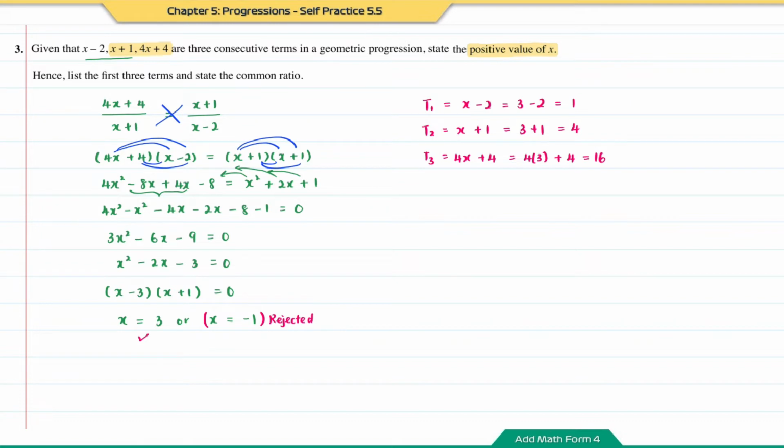And the question also asks you to state the common ratio, which is r. We can find the common ratio by dividing two consecutive terms. So 4 divided by the previous one, which is 1. So the common ratio will equal 4.